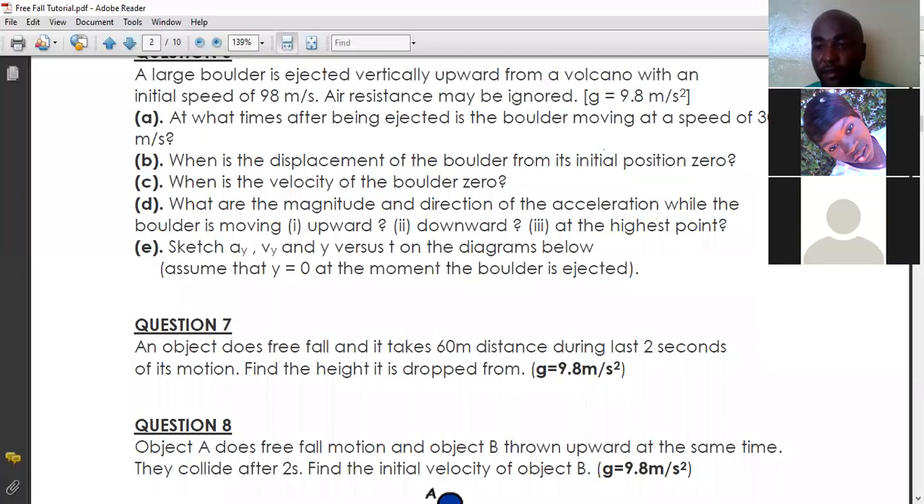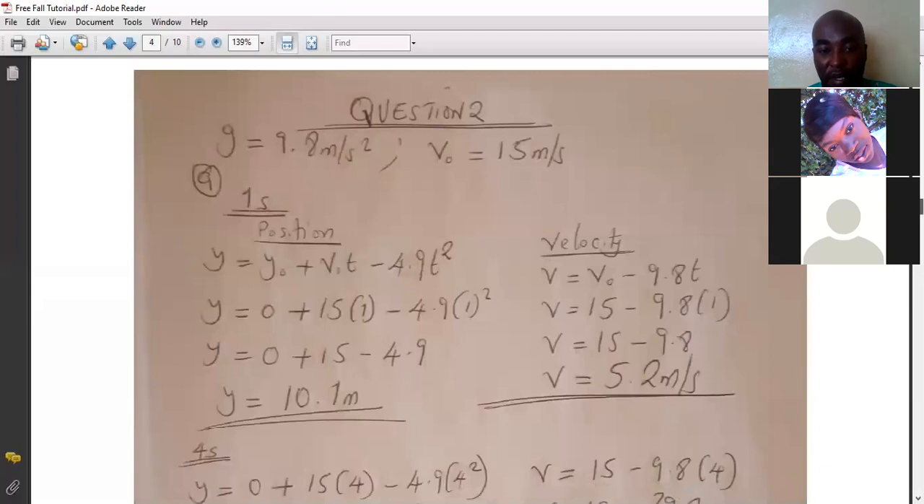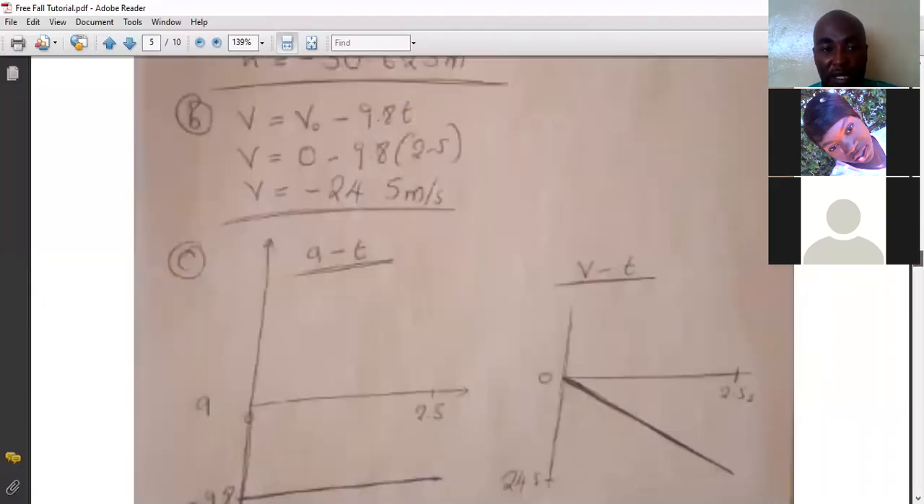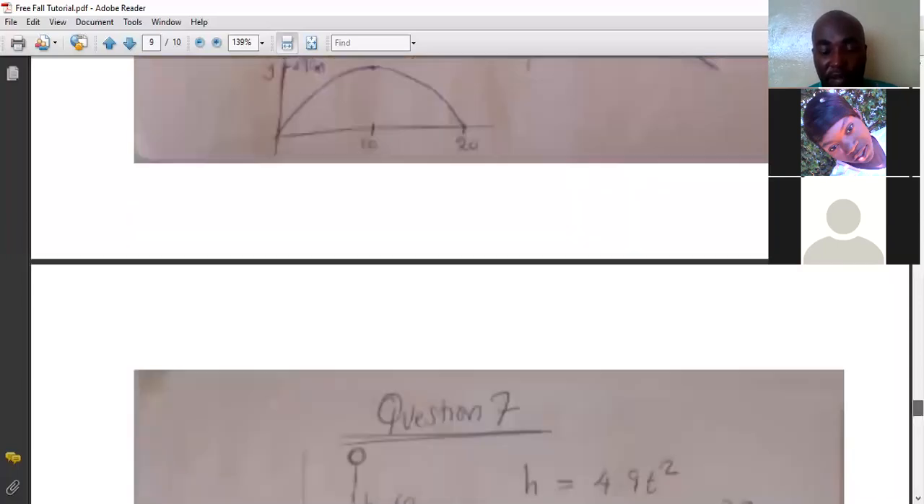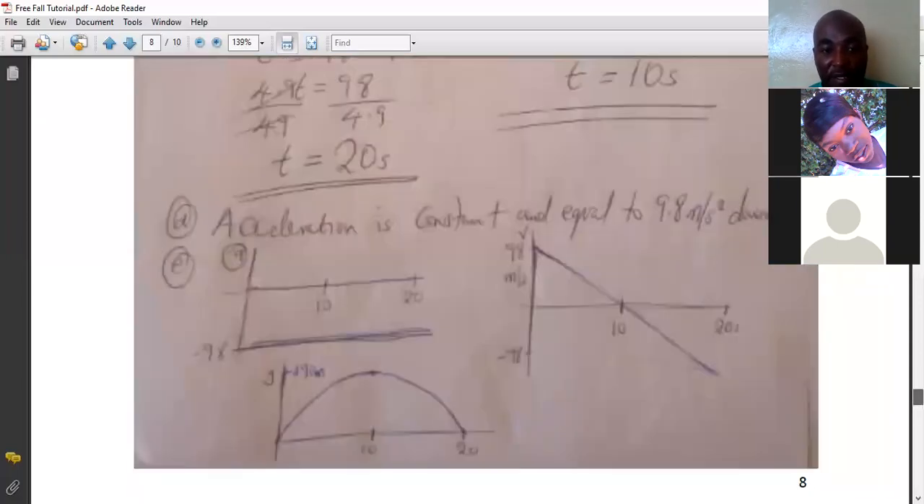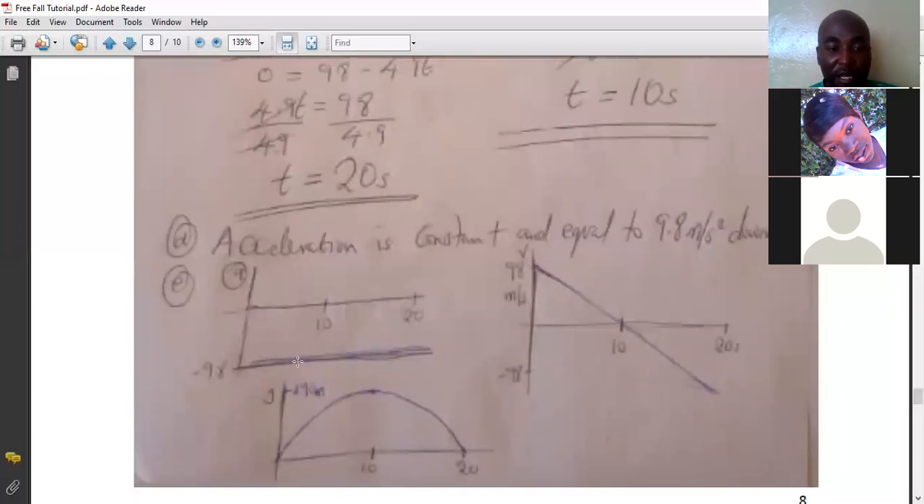Then the plots. I have question 6. These are the beautiful plots now. Question 6. So, acceleration, you plot it like that.